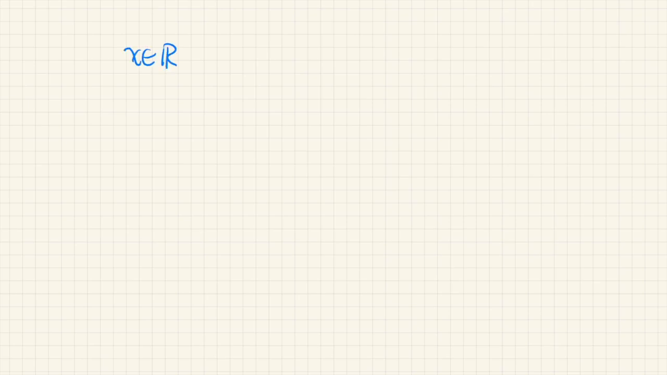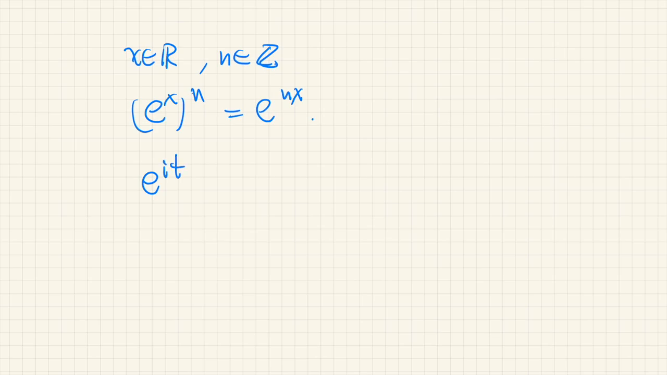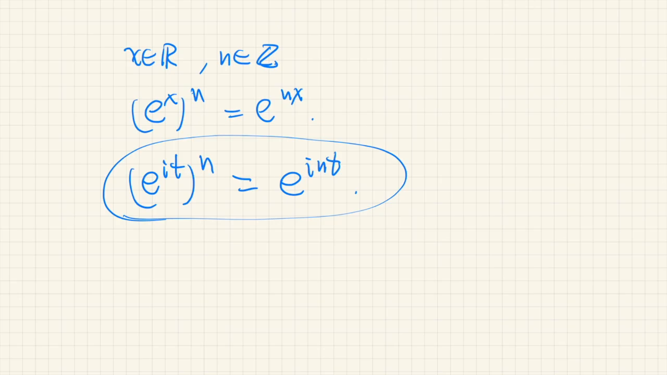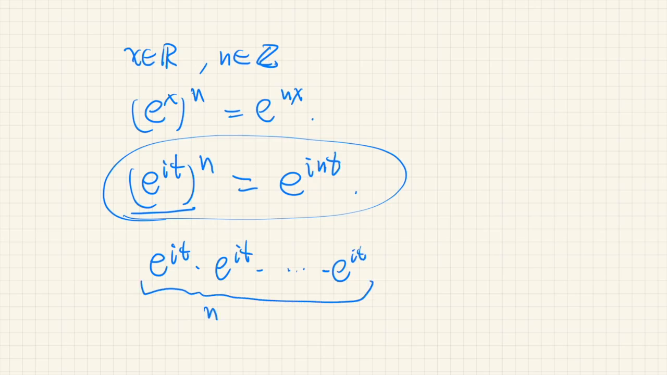Okay, the next property is this. For any real x and any integer n, for the usual real variable exponential function, we have e to the power of x, to the power of n, is equal to e to the power of nx, right? And the same holds for the imaginary exponent version. That is, (e to the power of i t) to the power of n is equal to e to the power of i n t. So let's show this. By the way, this left-hand side means this: e to the power of i t times e to the power of i t times and so on times e to the power of i t.